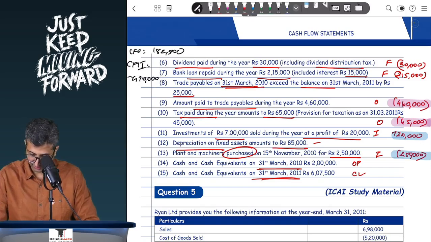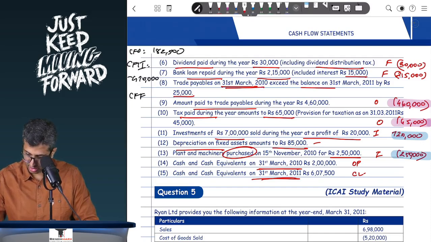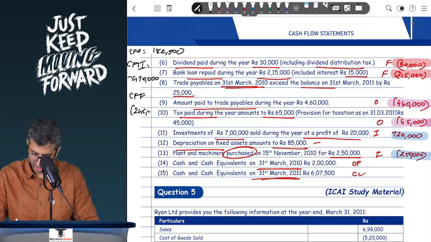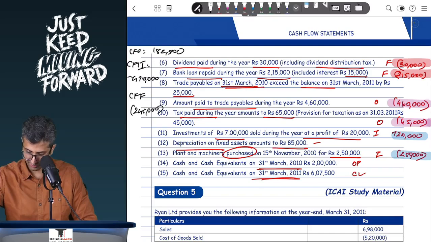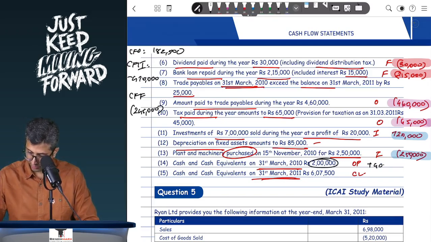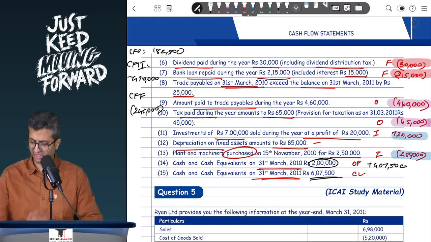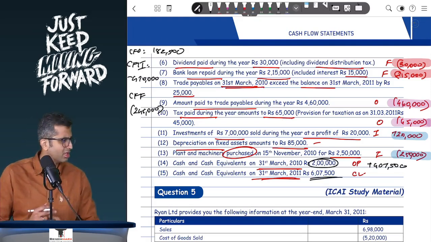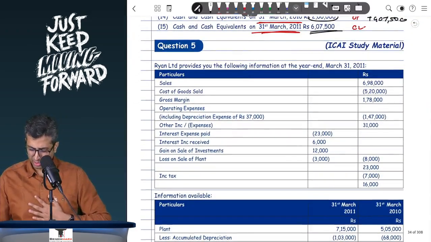And within CFF, let me take a red color, 2,45,000, maybe 245. So if I take 180 to 500 plus 470 minus 245, this is what, 4,07,500. Your opening is 2 lakhs plus 4,07,500 and you get 6,07,500 closing. So it's fairly basic, I would say.